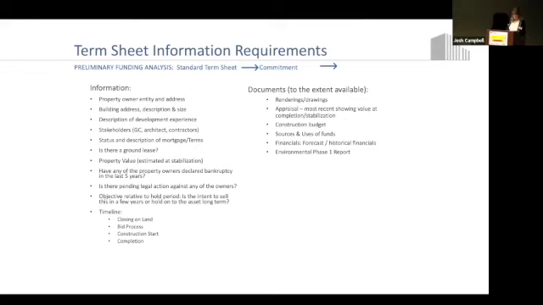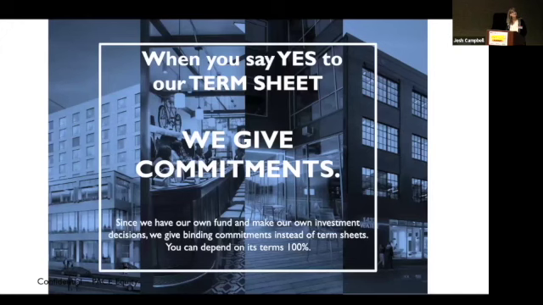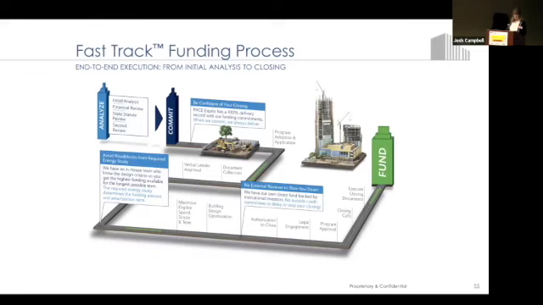So if we have more information, if we've got an appraisal, the construction budget, sources and uses, we'll take a look at financials, anything that can better give us more information on the project, then that term sheet is going to be more accurate and your eligible spend is going to be more accurate. Next page. When you say yes to the term sheet with Pace Equity, we're going to issue you a full binding commitment. Next page. And this is the process right here.